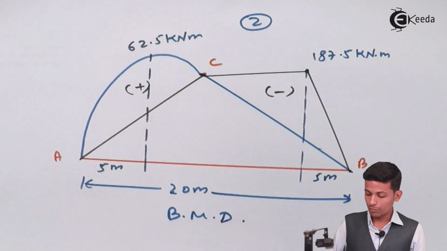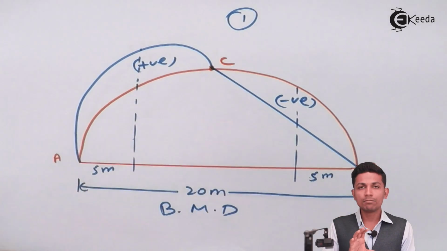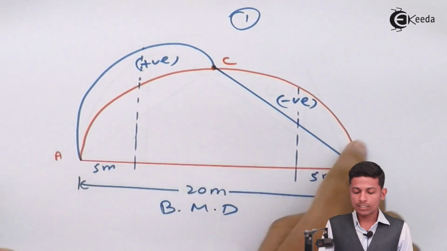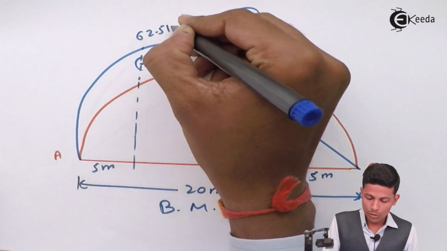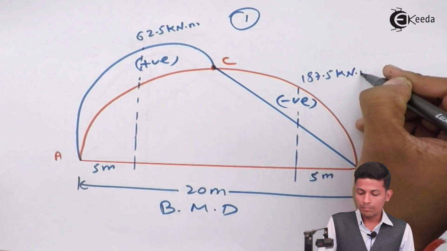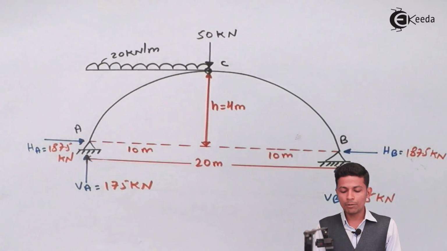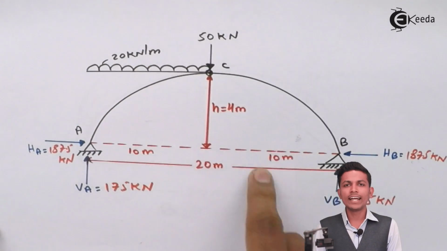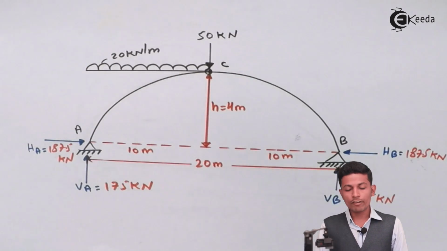It's a very lengthy problem, but it's very simple. In the exam I recommend that you can draw this diagram. It is very simple. Just draw the arch. This is UDL and this is point load, and write the values over here, 62.5 kilonewton meter and 187.5 kilonewton meter. Now this is your question. In that, for maximum positive and negative bending, you take section AC part and BC part. After that take one section randomly and take the bending moment from that section. Okay, now we are done with this problem.